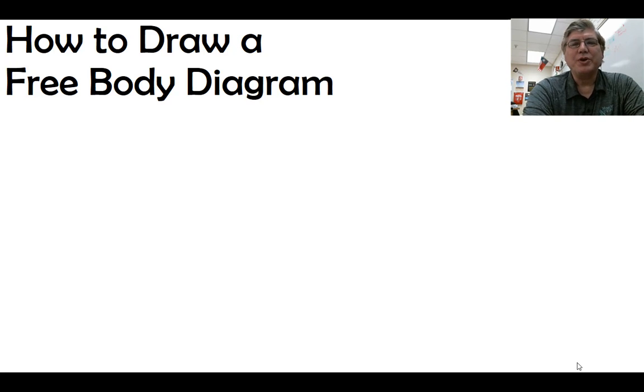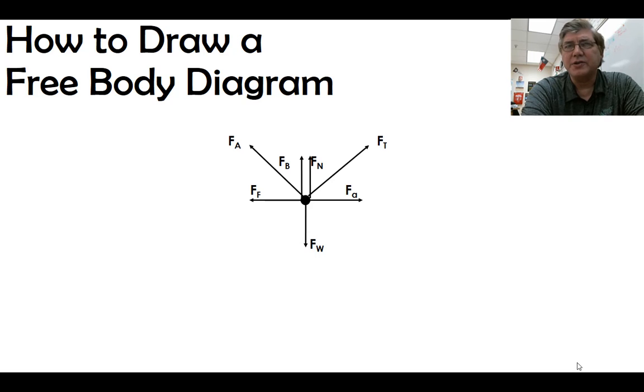Welcome. Today we're going to talk about how to draw a free body diagram. First of all, you need to understand what a free body diagram is. A free body diagram is just a dot. The dot is surrounded by forces that are acting on the dot, such as the force of weight, a normal force, an applied force, a tension force, a friction force, a buoyant force, another tension force, and so on. So there are lots of kinds of forces that can be acting on this dot.